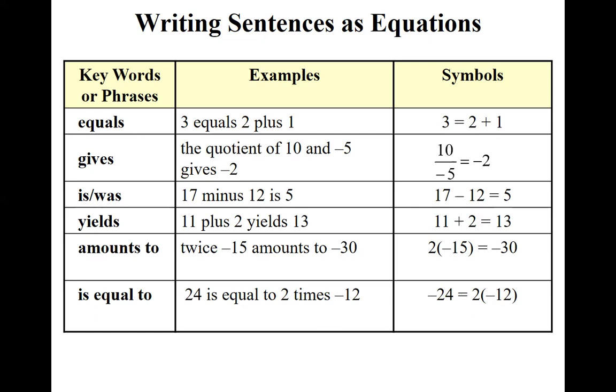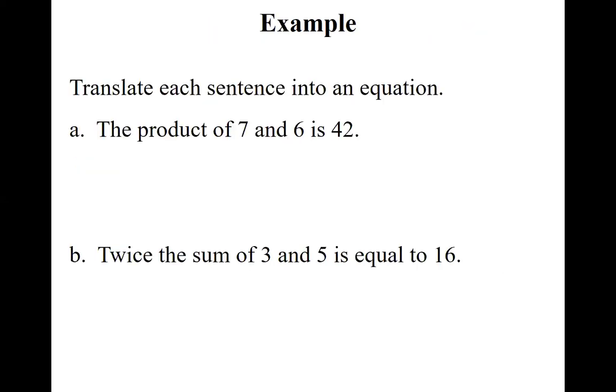Amounts to, as in twice negative 15 amounts to negative 30. And is equal to, as in 24 is equal to 2 times 12, 2 times negative 12. And in symbols, it's just a direct translation. So let's translate some sentences into equations, not expressions. These ones have equal signs. These are equations.